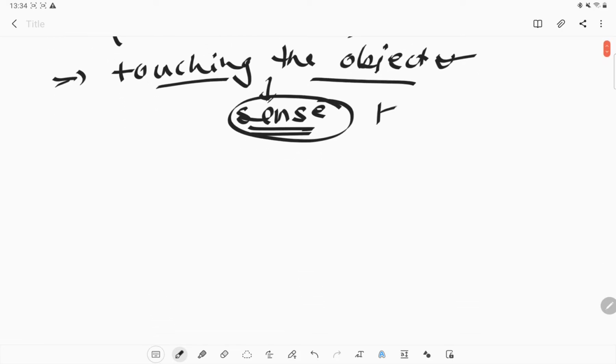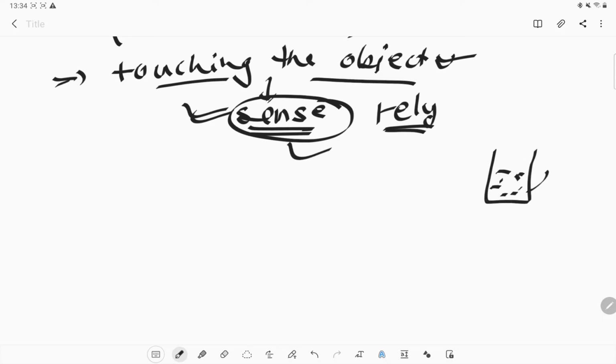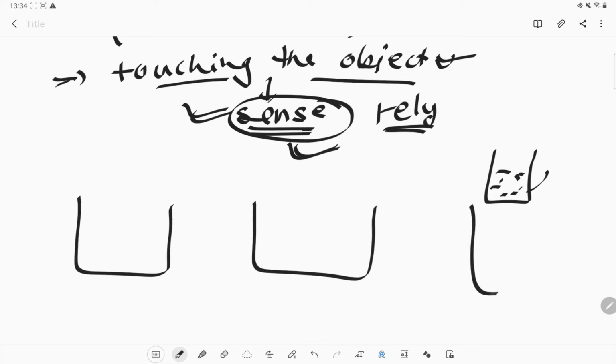Like, can we always rely on our senses? If we have a very hot thing, can we touch it and then say that this is a hot object? No, we should not always rely on our senses. Sometimes our senses may get puzzled. Let's take an example.